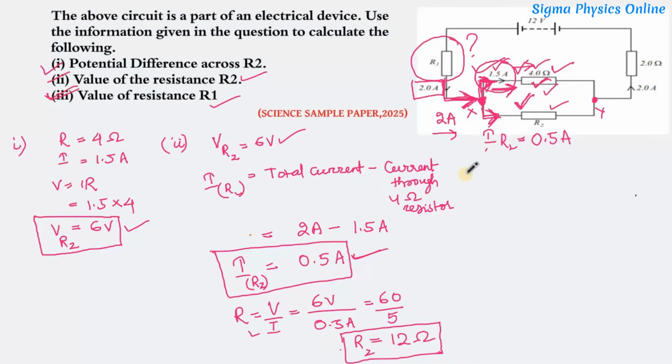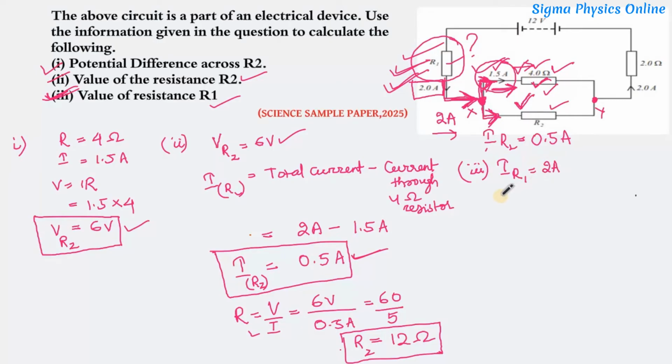Now let's solve the third bit of the question. In the third bit, we have to find out the value of resistance R1. In order to find the value of the resistance, we need to find out the potential difference and the current. The current through the resistance R1 is given as 2 ampere. So we need to find out the potential difference across R1 and then we can apply Ohm's law. Let's write down the current given through R1 is 2 ampere.